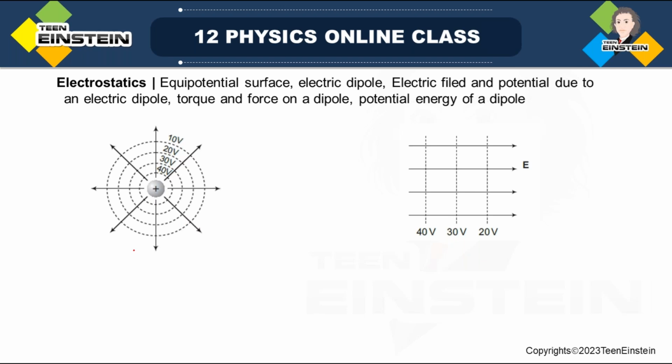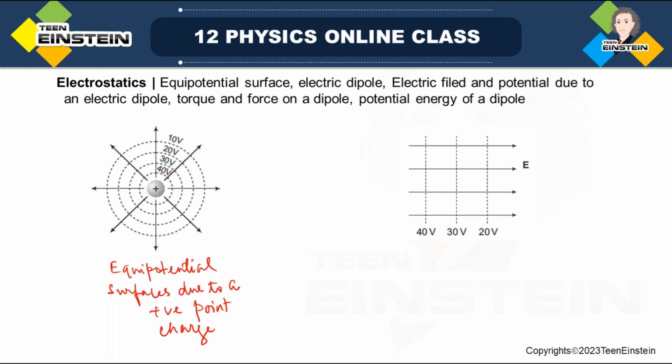Okay. So just go to, see here. I'll show you. This is suppose a point charge, point positive charge. You know how electric field lines are. See, electric field lines are just diverging. Okay, so they are actually pointing outwards. Okay, and see, these are equipotential surfaces due to a positive point charge. Okay, so in this case you can understand.